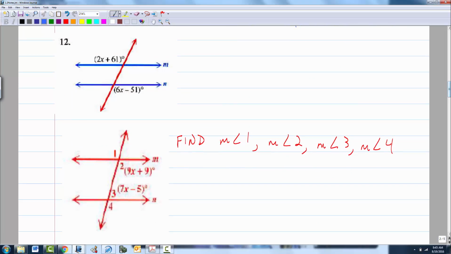What do you know about number 12? What can you do with those two expressions? Set them equal. Y? What are they called?